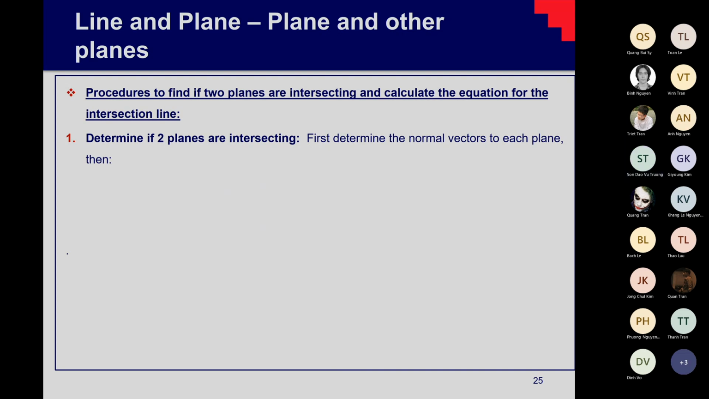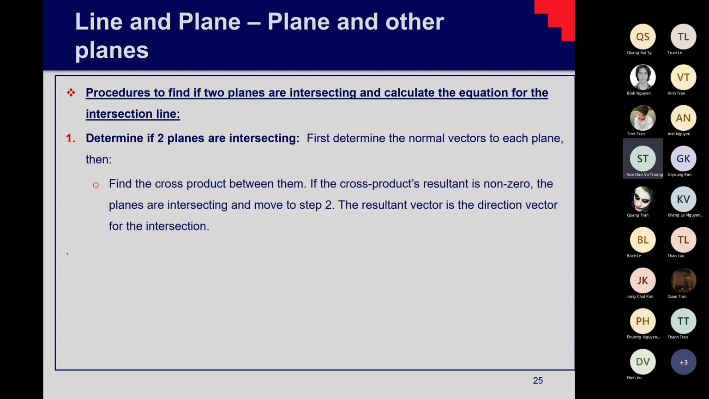And then we need to find the cross product between them. Remember, the cross product will return a vector. So if the cross product resultant is non-zero, this means the two planes are intersecting, and we can move on to step number 2. And the resultant vector is the direction vector for the intersection.